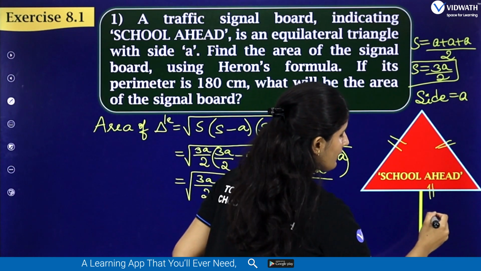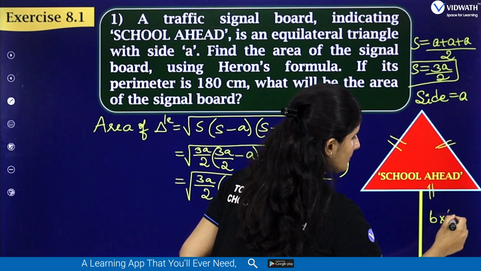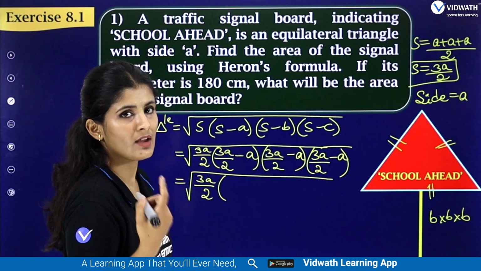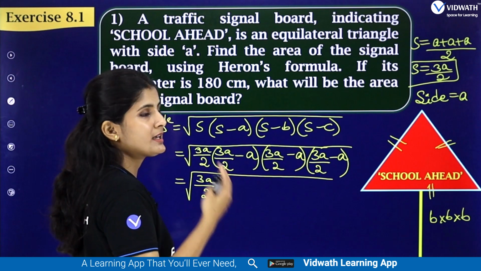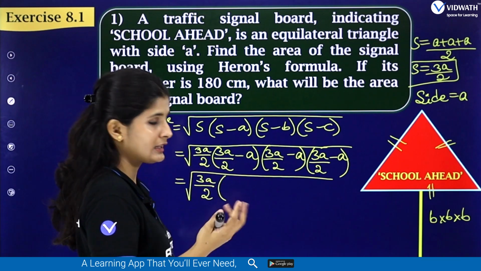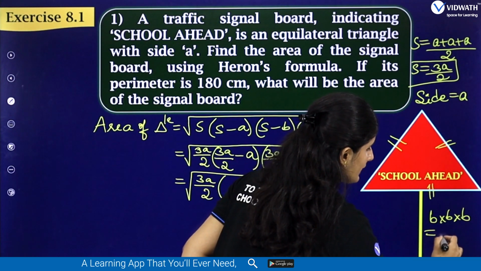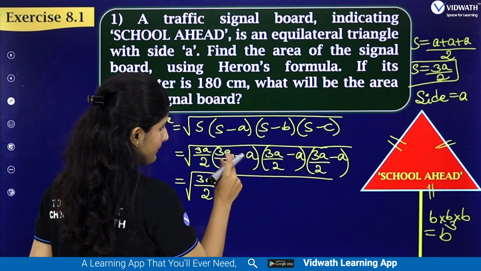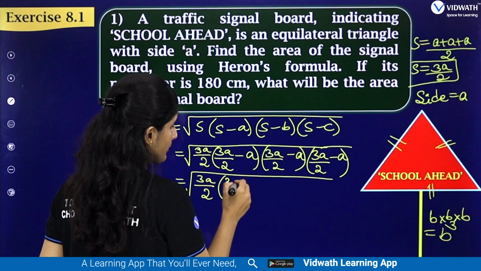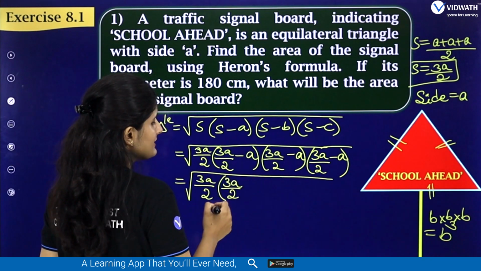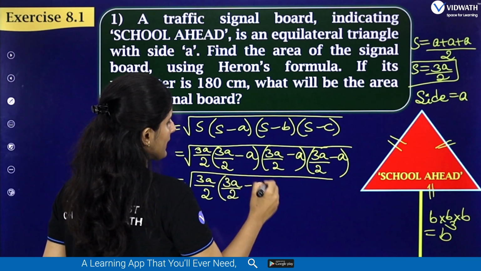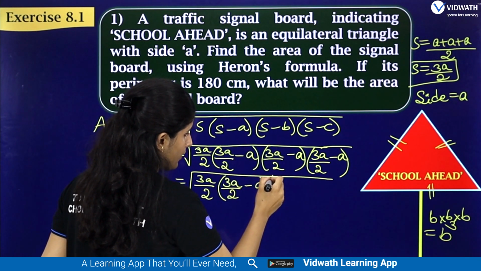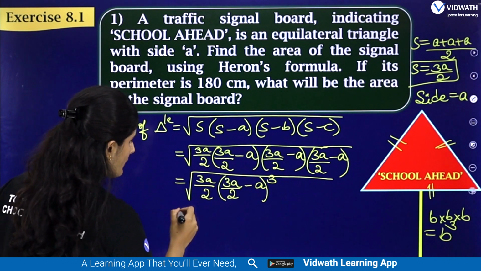We know that if we have B into B into B, that is the same term or the same variable or same constant multiplied with itself 3 times, then we can write this as B cube, isn't it? Similarly, let me write the product of these 3 terms as 3A by 2 minus A whole cube. Now let me simplify.